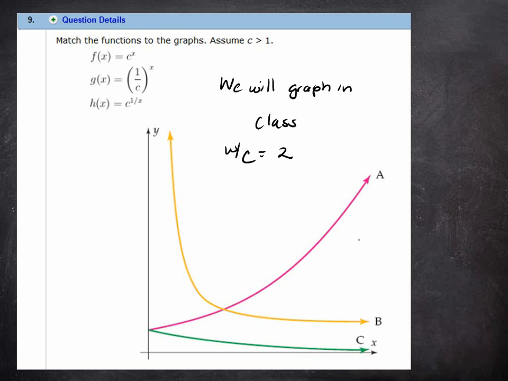You should be getting that your first graph, 2 to the x, should look like this pink one. 2 to the 1/2 to the x should look like this one. And 2 to the 1/x looks like this one. So that's what you should be getting.